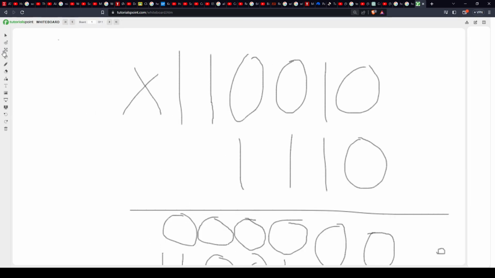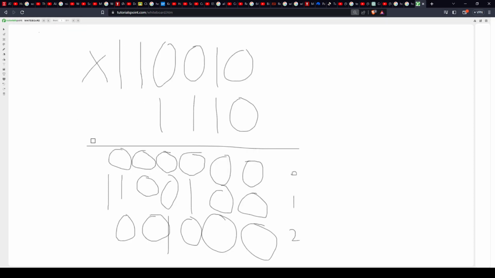Wait a second. This one down here isn't good. Gonna move that over one. There we go. What are we up to? I kind of forgot. Isn't that kind of funny?